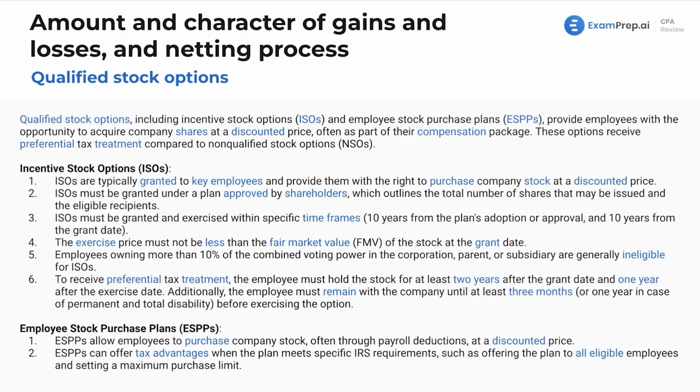And let's just run through a little bit more on qualified stock options, just key points here. These include incentive stock options and employee stock purchase plans. They provide employees with the opportunity to acquire company shares at a discounted price, often as a part of their compensation package. For many reasons, there's a certain cap you generally pay someone for a salary.